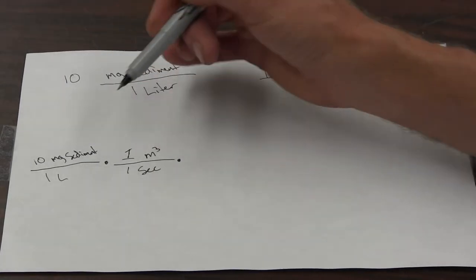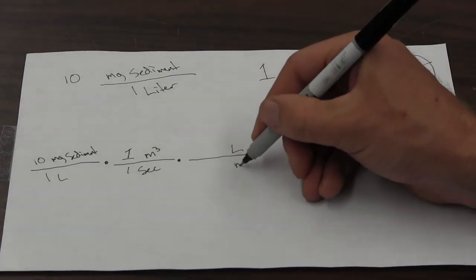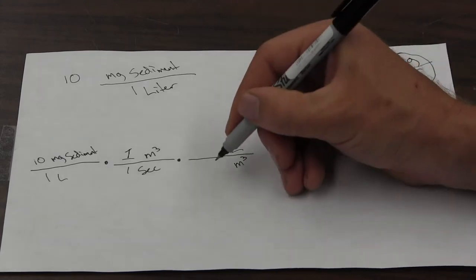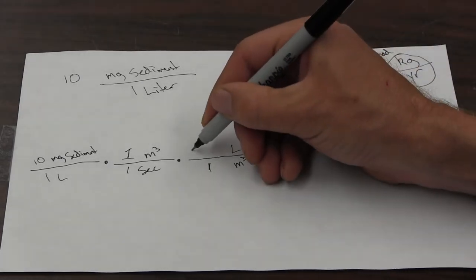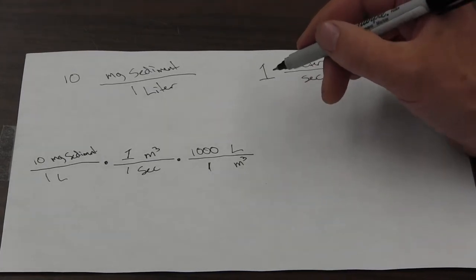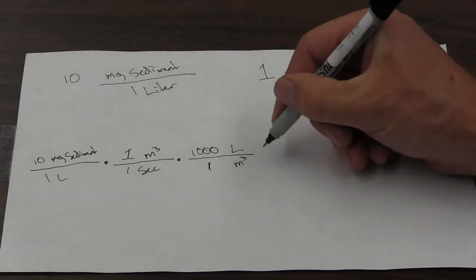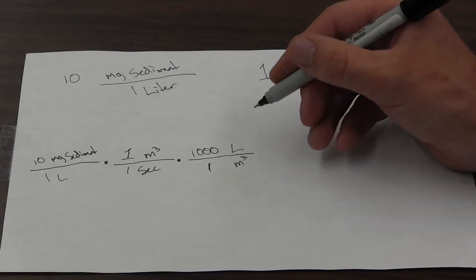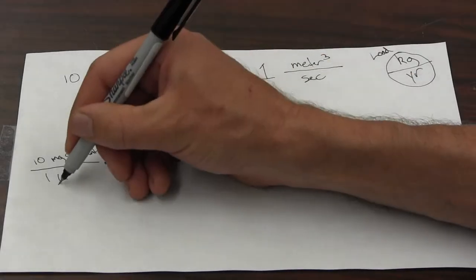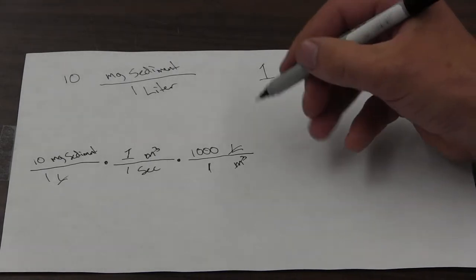So since we have liters in the bottom, we need to have liters in the top to be able to cancel it out, and we need meters cubed in the bottom to be able to cancel it out. So 1 meter cubed is equal to 1,000 liters. 1 liter is a cubic decimeter, or a cube with 10 centimeters on a side. Convenient thing about the metric system. So now we can cancel meters cubed and liters, and now our units are milligrams of sediment per second. So we're now in a load, but we often think about loads in terms of kilograms per year. So we need to get there.